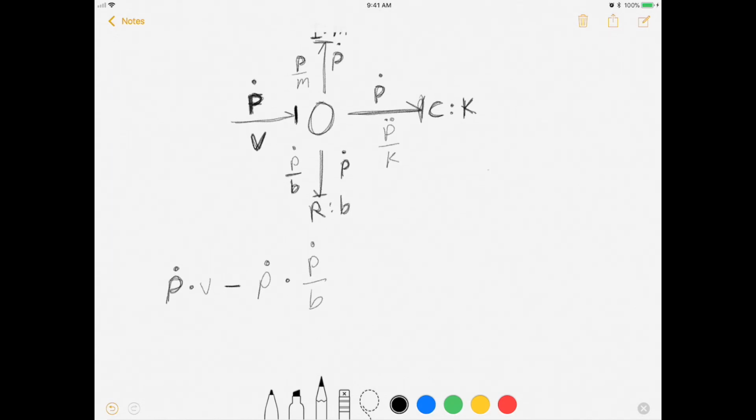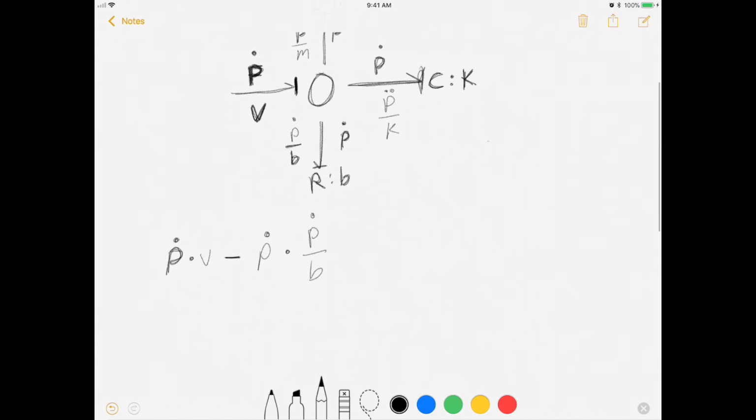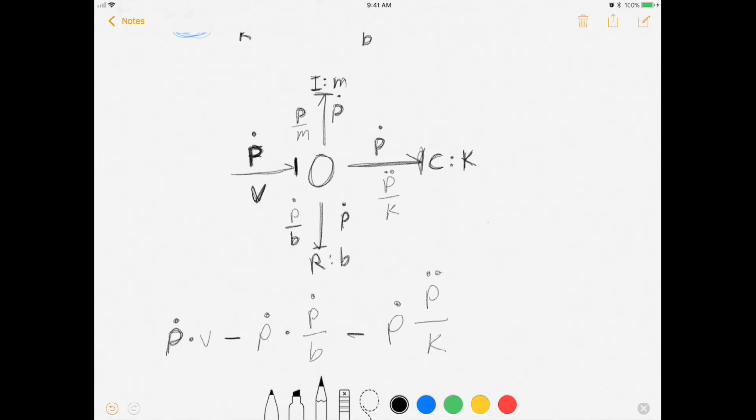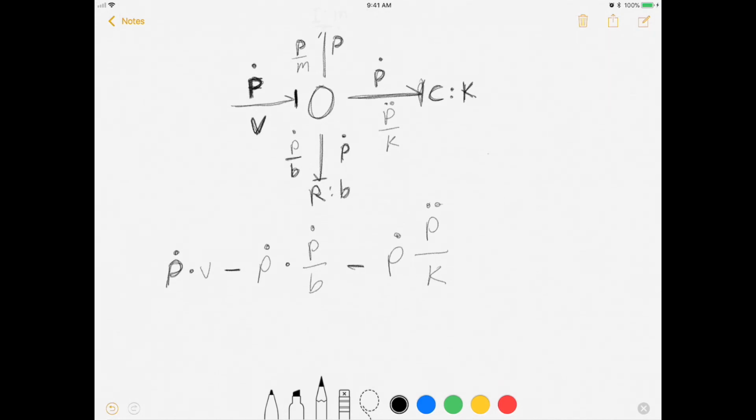And we're going to have a P dot times a P dot over B. Next, we're going to have the capacitor, or the spring, and we're going to multiply that together. And we're going to say P dot times P double dot over K. The last component, the inductor, we're going to have minus, again, because it's going out of the system, a P dot times a P over an M is equal to 0.